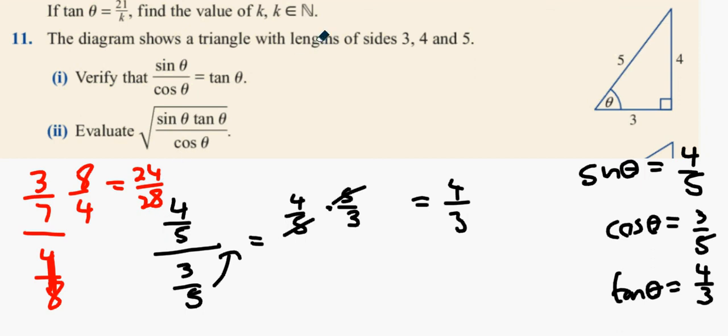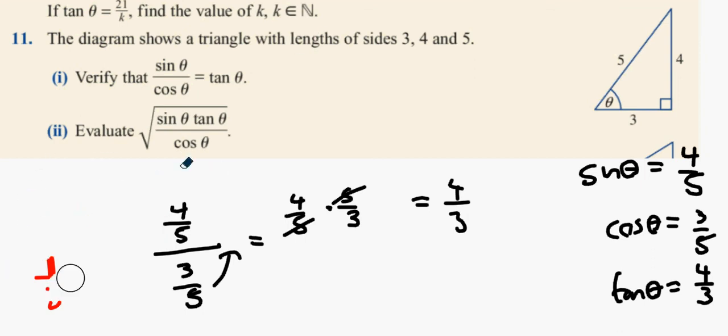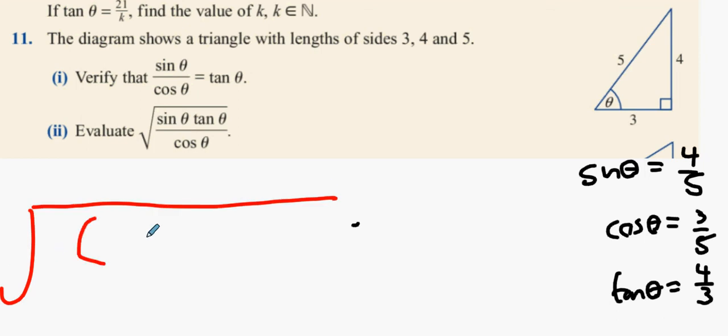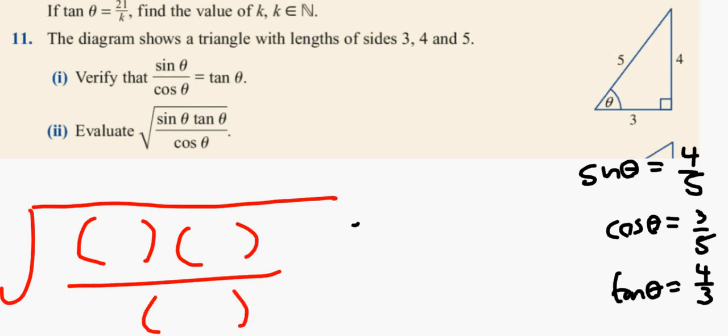Alright lads, next thing. We're asked to evaluate sine theta times tan theta over cos theta. So here's what we're going to do. Whatever sine theta is, times whatever tan theta is, divided by whatever cos theta is. Let's throw it all in the calculator. So 4 over 5 times 4 over 3, divided by 3 over 5.